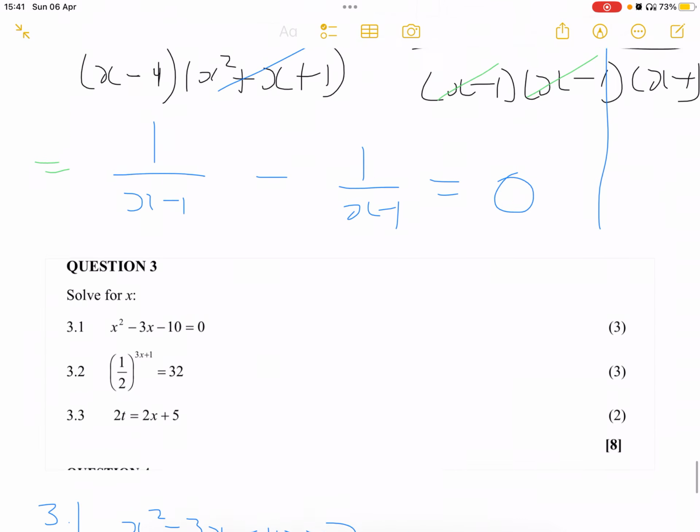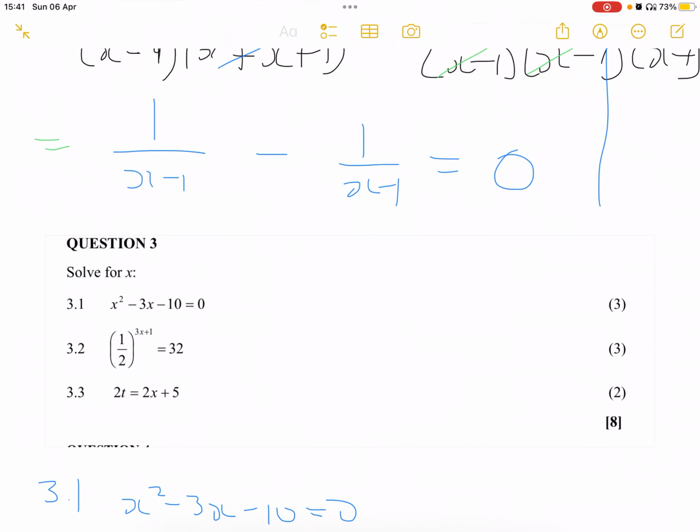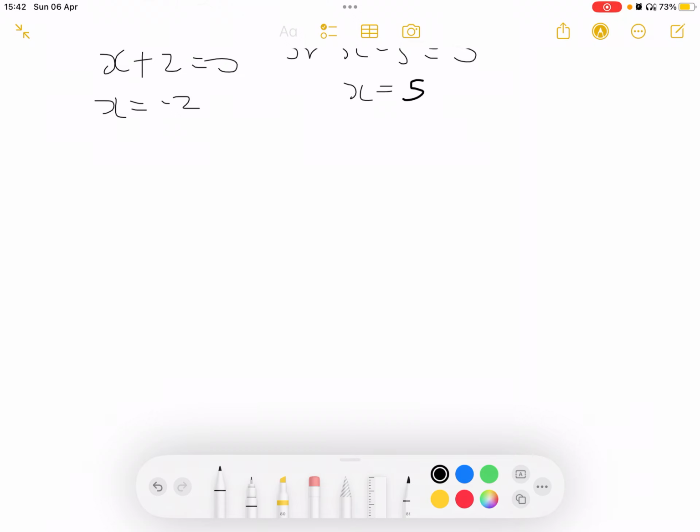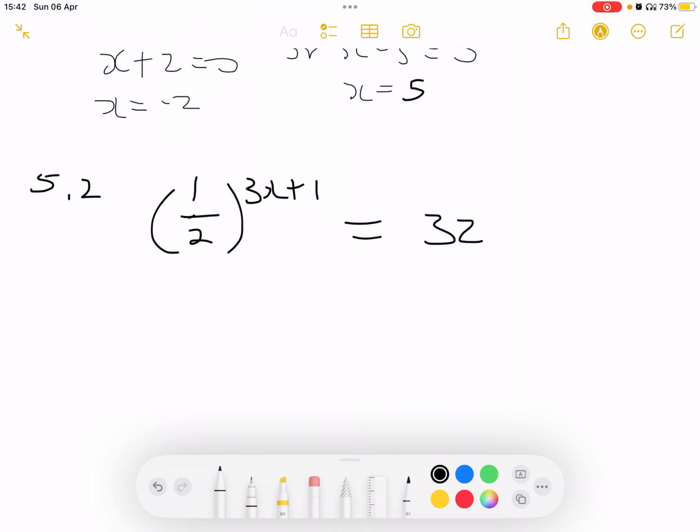Okay, 3.1 and then 3.2. They've given us a half raised to the power of 3x plus 1 equals 32. Most learners feared this question. We've got a half raised to the power of 3x plus 1 equals 32. And then we need to change this into prime or exponential form. So 1 over 2 as exponential is 2 to the power of negative 1. Then 3x plus 1 equals 2 to the power of 5.